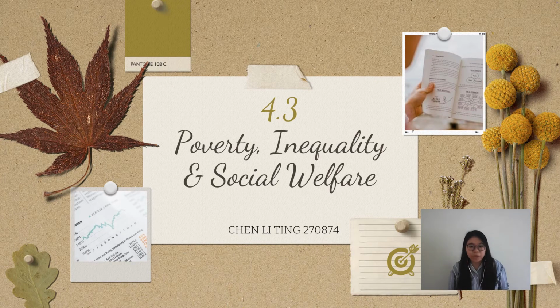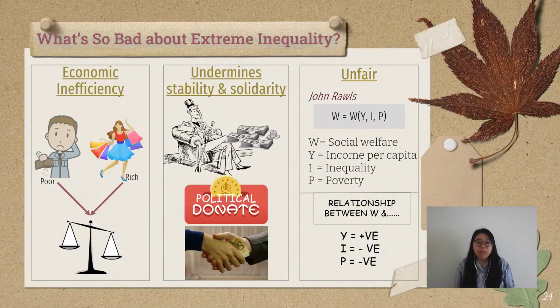Throughout this chapter, we are assuming that social welfare depends positively on the level of income per capita, but negatively on poverty and the level of inequality. So why should we be concerned with inequality among those above the poverty line? Or we can say, what's so bad about extreme inequality? There are three major answers to this question.